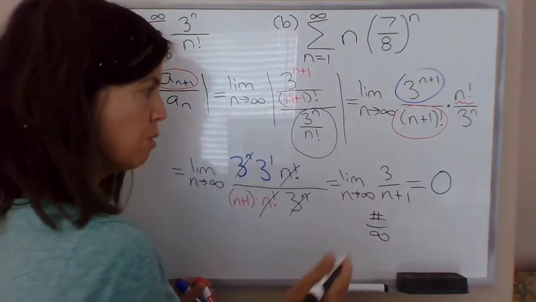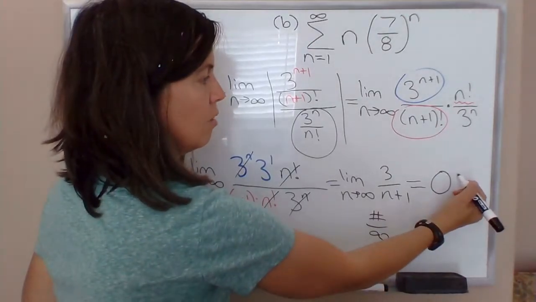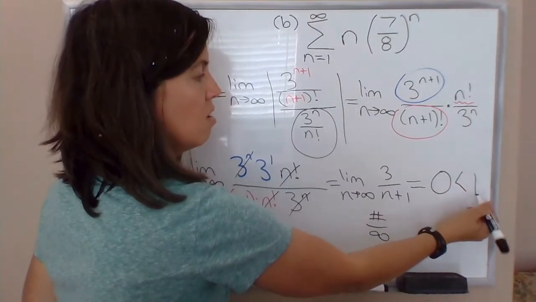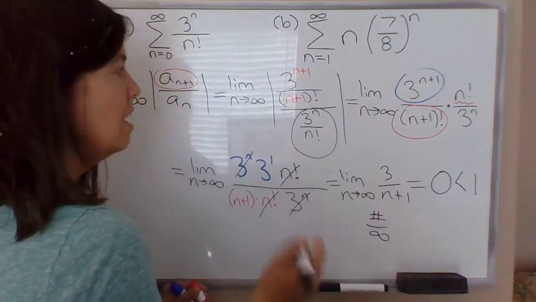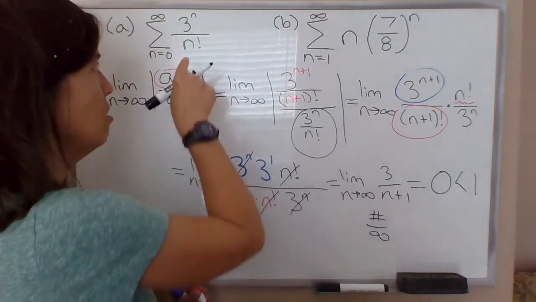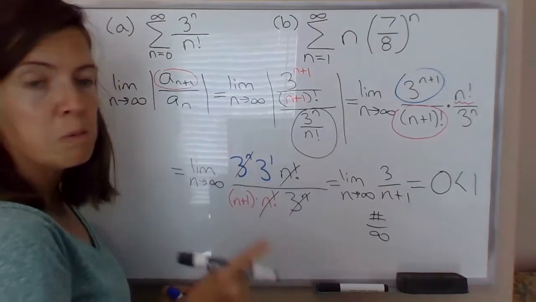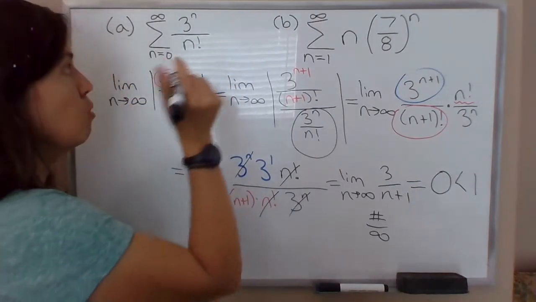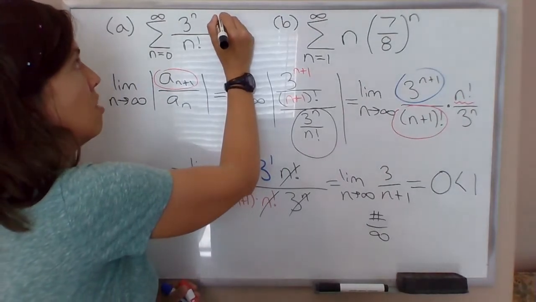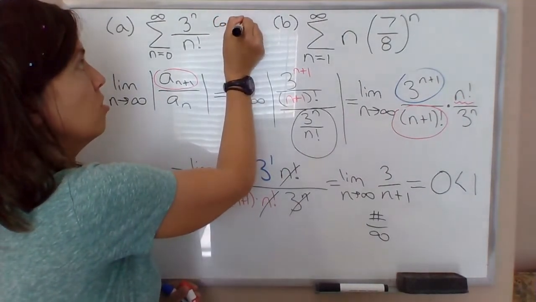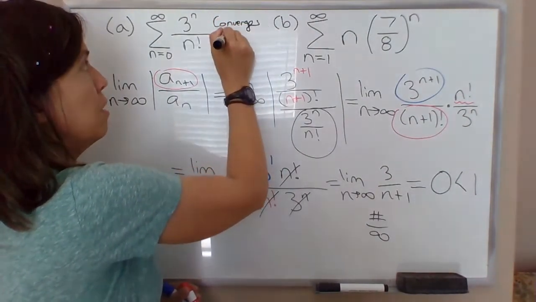Okay, so for the ratio test, we need to think about the way it works now. When the limit is strictly less than 1, then we can conclude that the series converges. And not just converges, but converges absolutely. You get absolute convergence for free with the ratio test. So this example A right here converges by the ratio test.